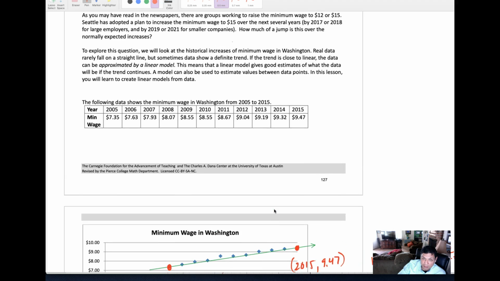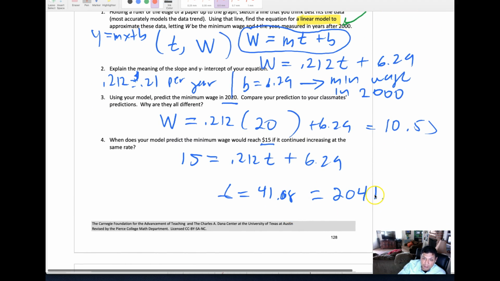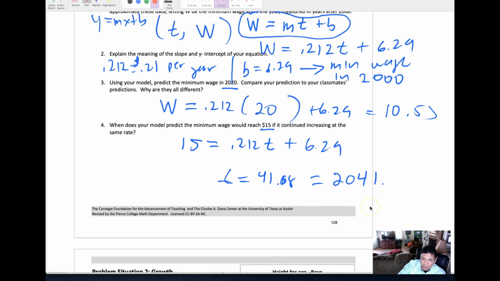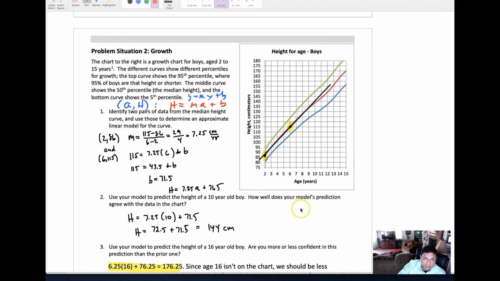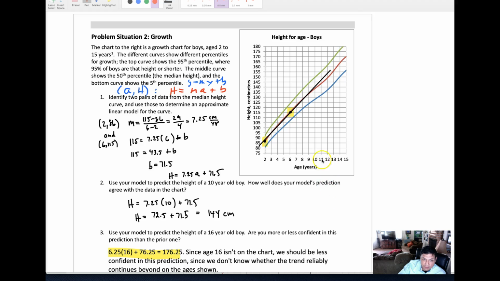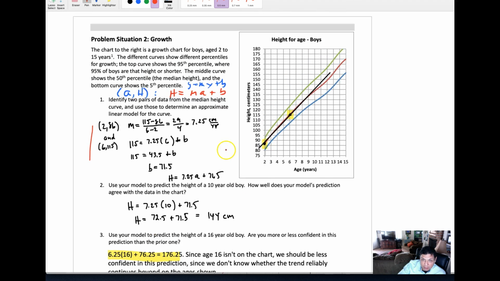This is federal, but in California, minimum wages are higher. Many people already have $15 an hour, but in terms of the federal, we're predicting 2041 if we have the same rate. And then we have other situations. This is growth rate of boys, and so you can see the mathematics I did. The 2 points I chose in this case, instead of y equals mx plus b, I'm using a and h for age and height. Then you do similar mathematics that we've done to solve for the missing variables. Here the slope would mean centimeters per year, and then you could make a prediction for that.